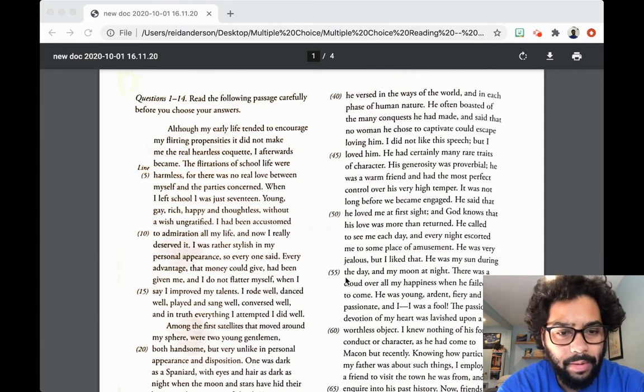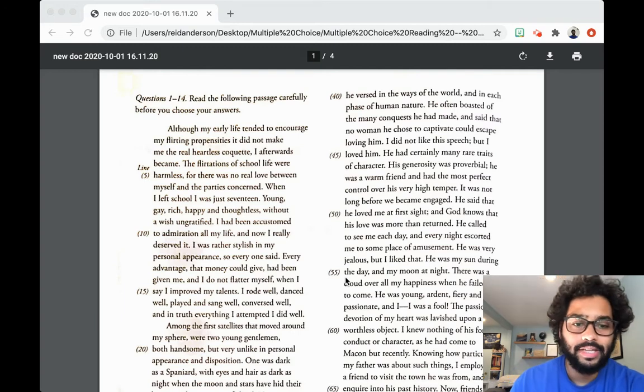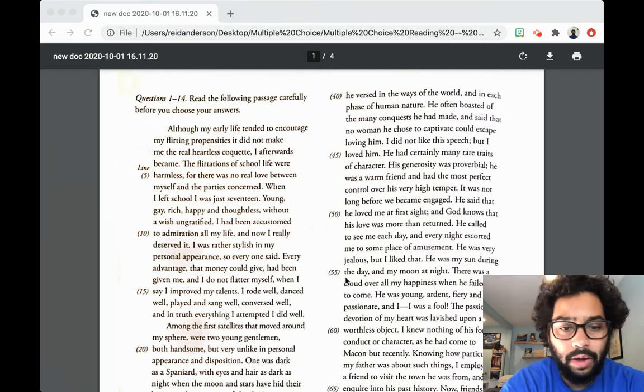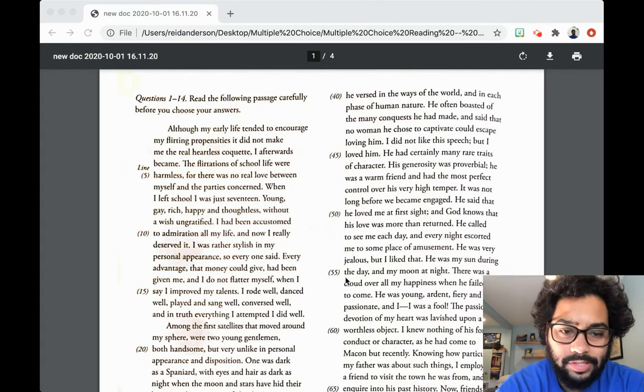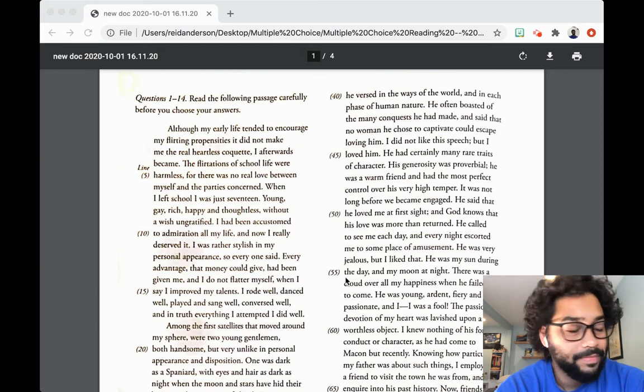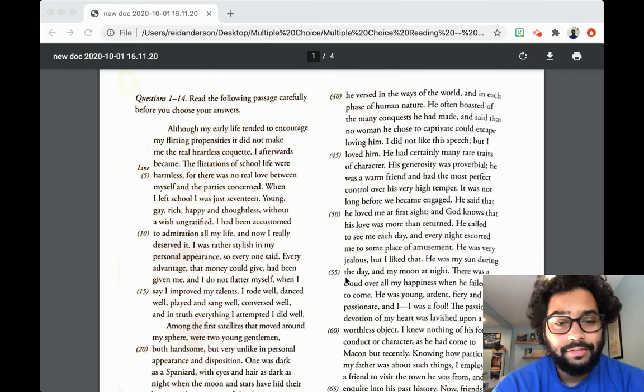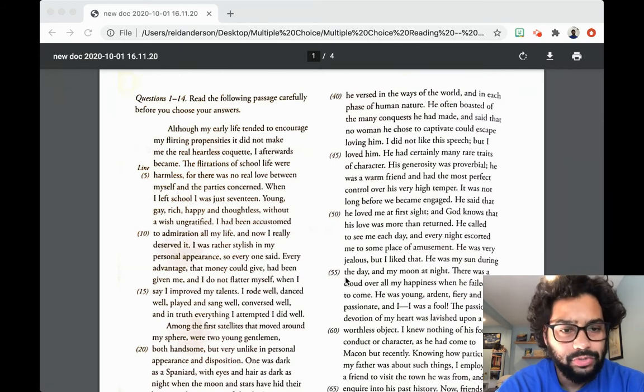Every advantage that money could give had been given to me, and I do not flatter myself when I say I improved my talents. I rode well, danced well, played and sang well, conversed well, and in truth, everything I attempted, I did well.